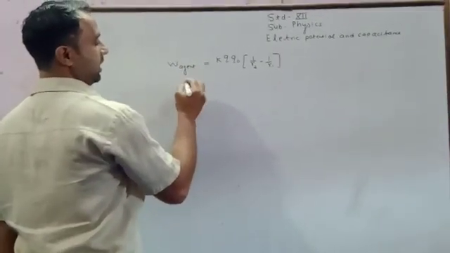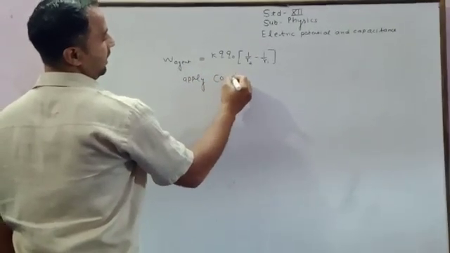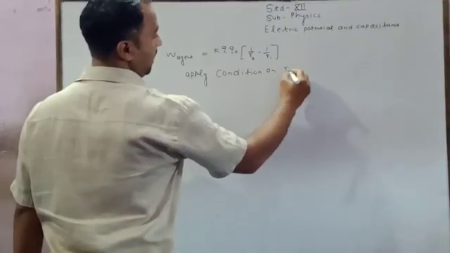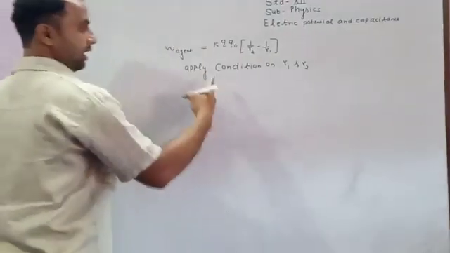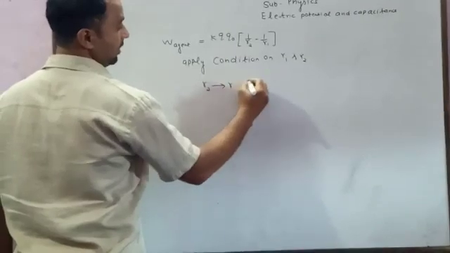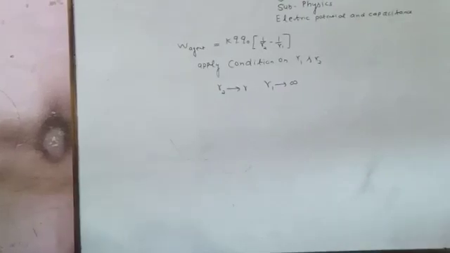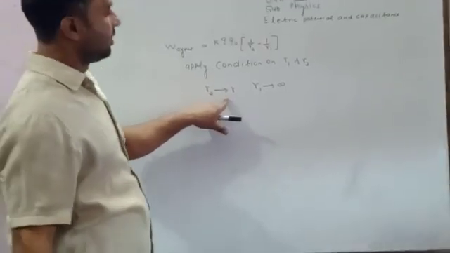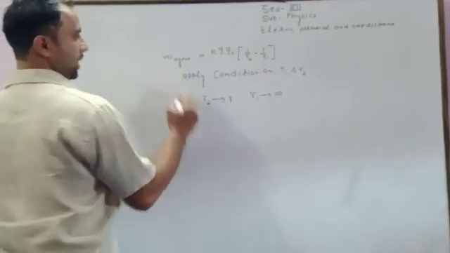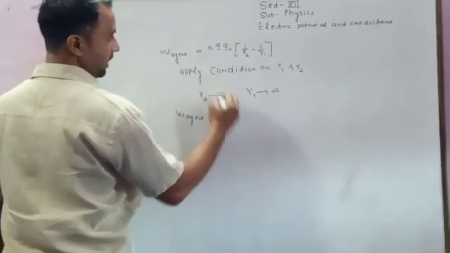Here we are applying the condition on R1 and R2. Here R2 tends to R and R1 tends to infinity, because we are bringing the charge from infinity to a distance of R. Hence R1 becomes infinity and R2 becomes R.